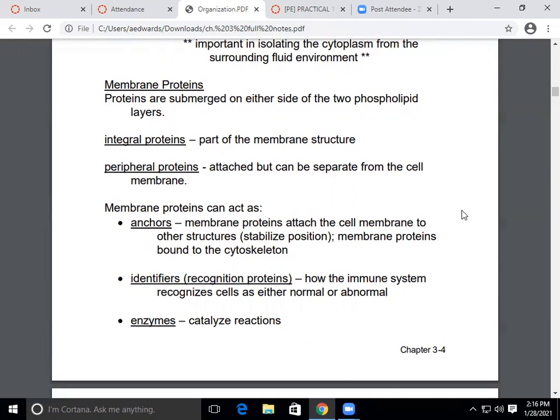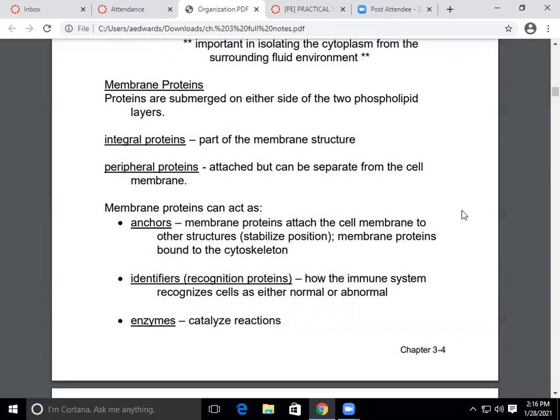The membrane proteins get bound to the cytoskeleton. What did I say cyto means? Anybody remember? Cell. Yes, very good. Skeleton is your skeleton, so it's like an internal skeleton inside your cell that provides support.